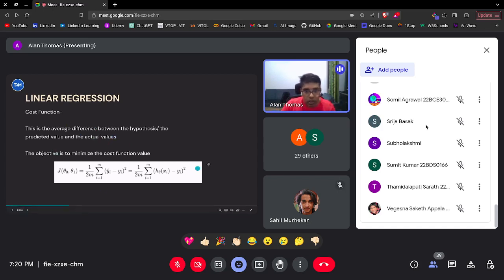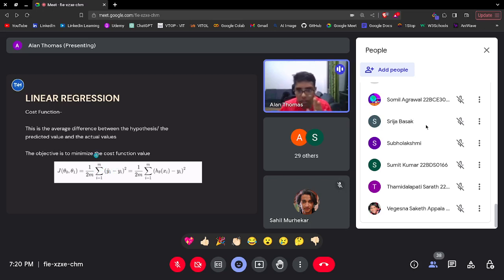So this is what the cost function looks like for a linear regression. So it is J, which is the cost function. It's dependent on the parameters theta 0, theta 1, and it's equal to 1 by 2m, the sum of squares of the difference between the predicted value and the actual value, right?